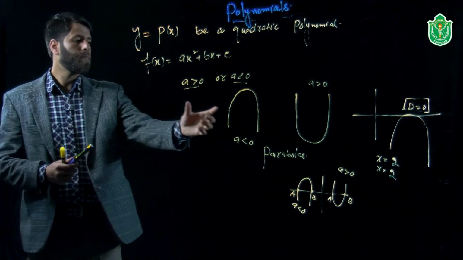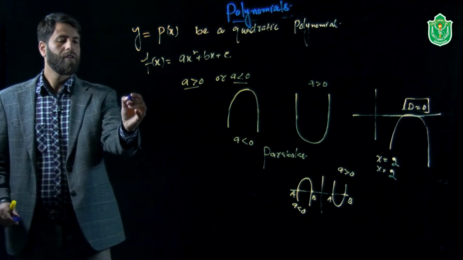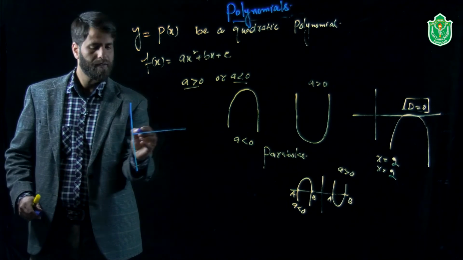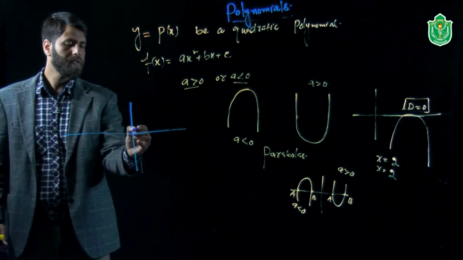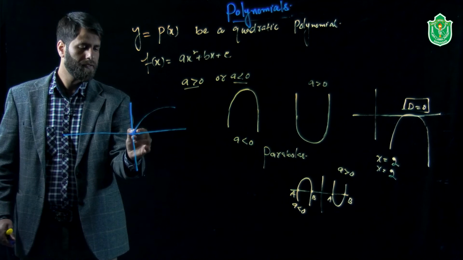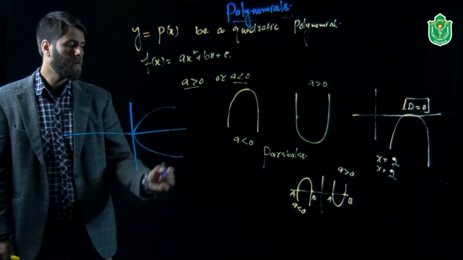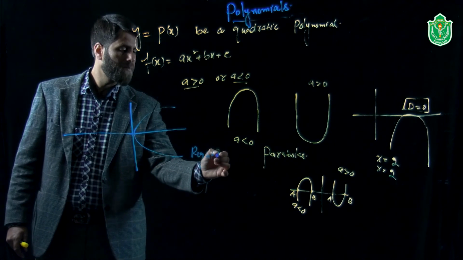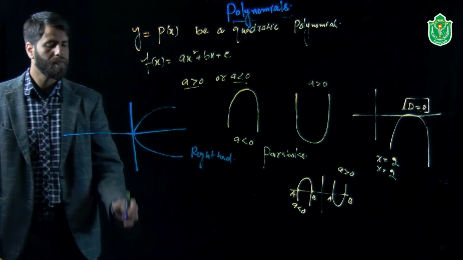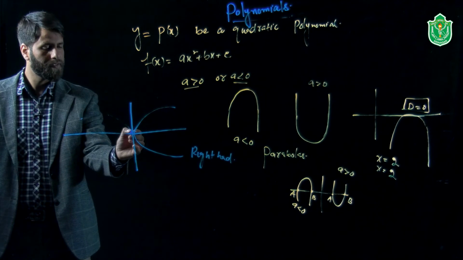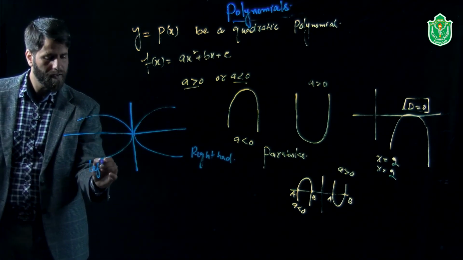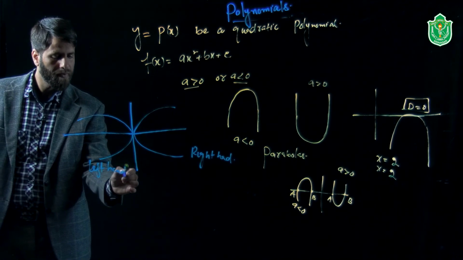So actually the parabolas are of 4 types. If we define the parabolas, that's like this. First one is, it is called the right hand parabola. Second one is this. It's called the left hand parabola.